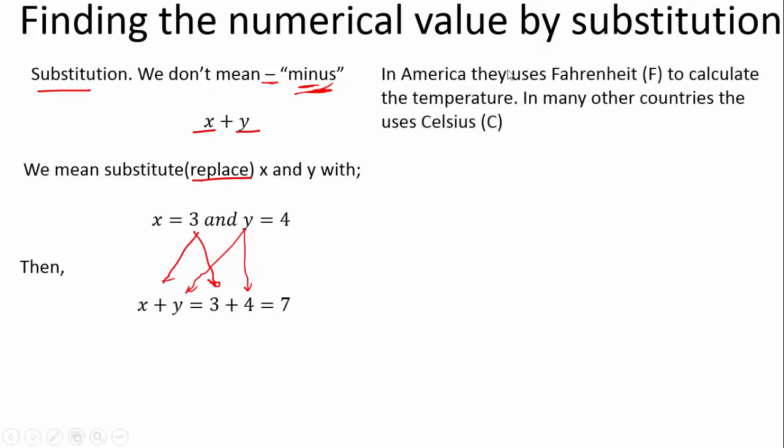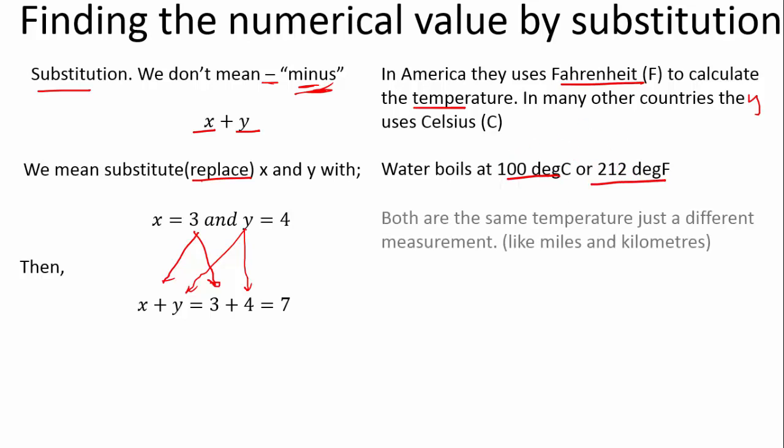For example, in America, they use Fahrenheit to calculate the temperature. In many other countries, they use Celsius. That is a C. Fahrenheit is F, Celsius C. These are the same temperature, it's just a different measurement of reading it. So if water boils at 100 degrees Celsius, it also boils at 212 degrees Fahrenheit. Both are the same temperature, just different measurement scales, like miles or kilometers.